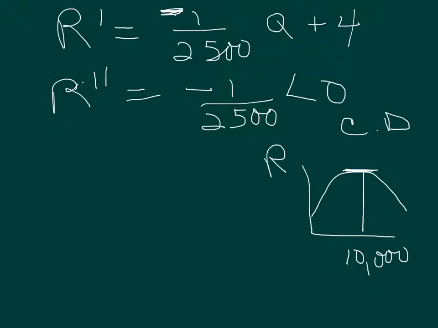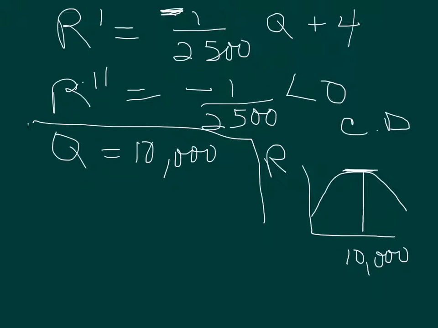So I've answered one question. I know that my Q has to be 10,000 to make sure that I have a maximum revenue. How do I figure out what price I should charge? Well, it just so happens I don't really need to do the work, because when 10,000 was sold, they told me the price was $2. But we can verify that because we have an equation for price.